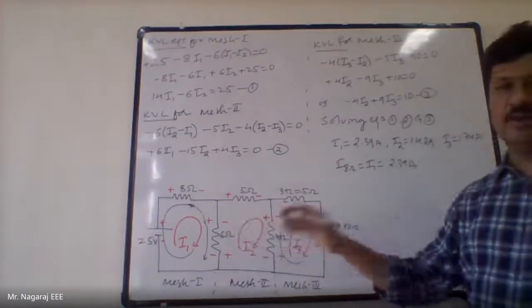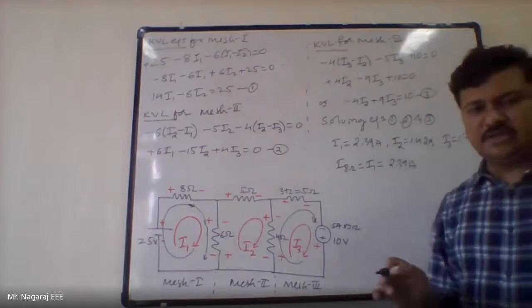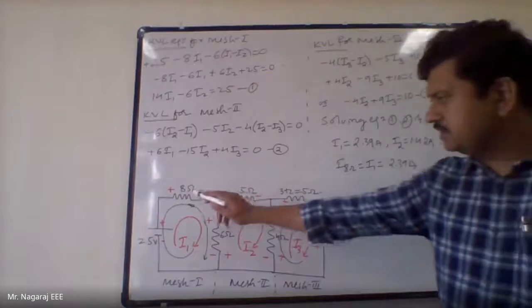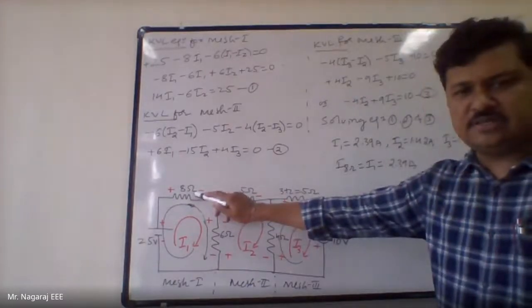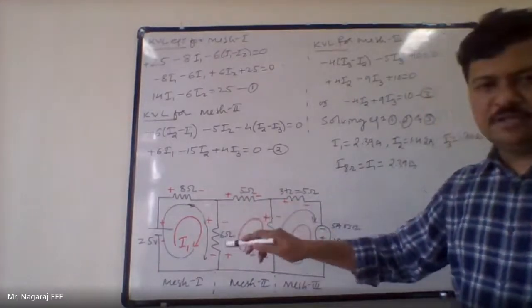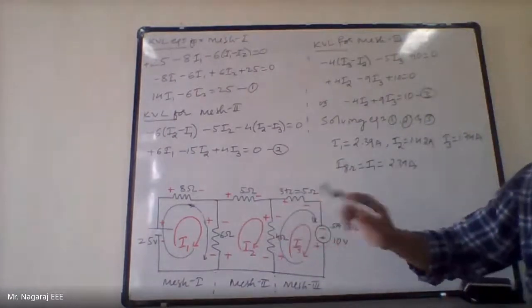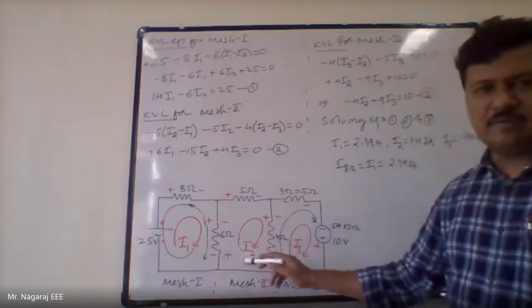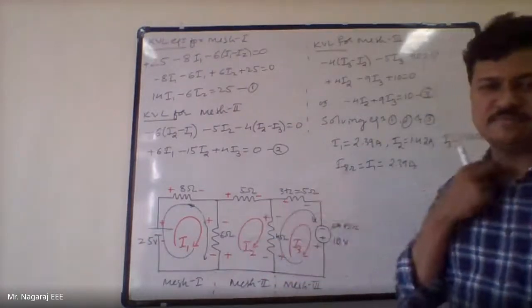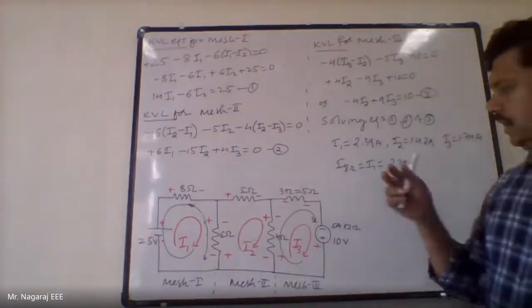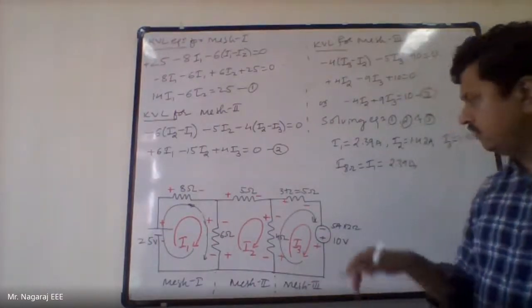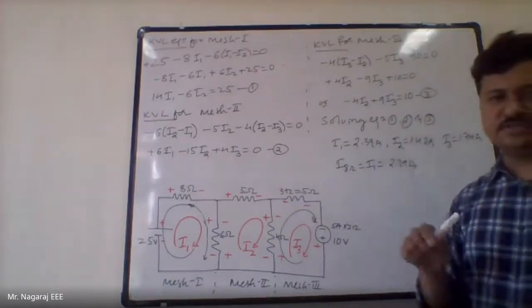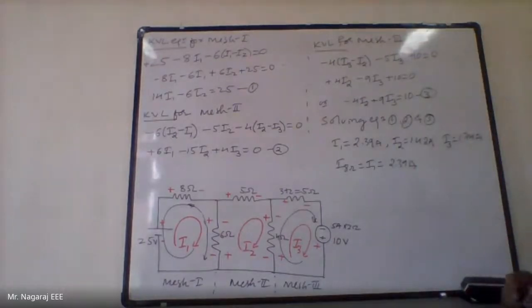So these are mesh currents, not branch currents. Mesh currents are different, branch currents are different. You observe, in this branch, mesh current is the same as branch current. But in the branch which is common between two meshes, mesh currents are different from branch currents, because I1 will not flow in the second mesh, and I2 will not flow in the first mesh. So at the end, if it is asked to find the current in each branch, I should present the result as branch currents.